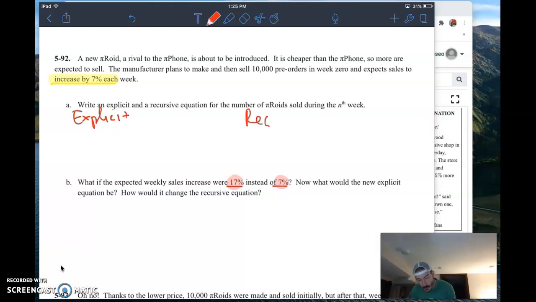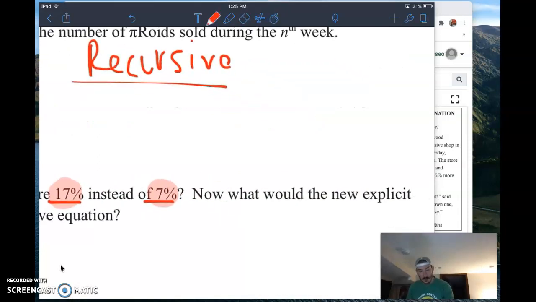Explicit, recursive. I think the recursive one really highlights exactly what we want to do, so I'm going to start there. I'm going to start with t of 0, and the starting value for us is 10,000 PiPhones. They start with 10,000, but then, ladies and gents, we've got to come up with what we're doing to get the next term.